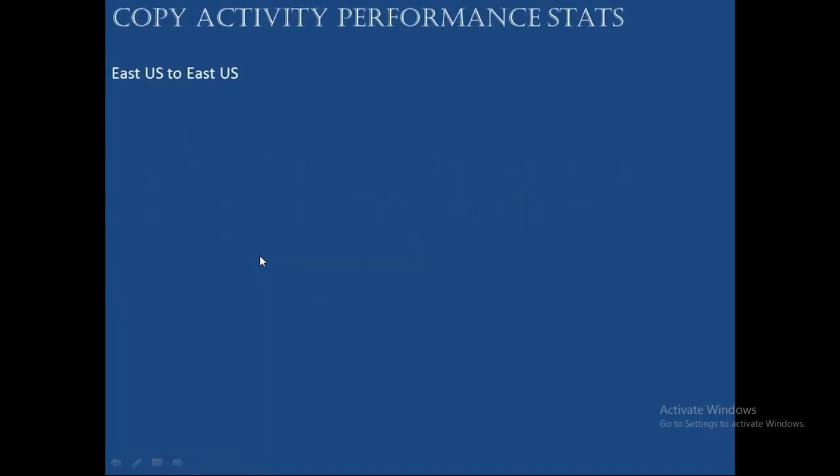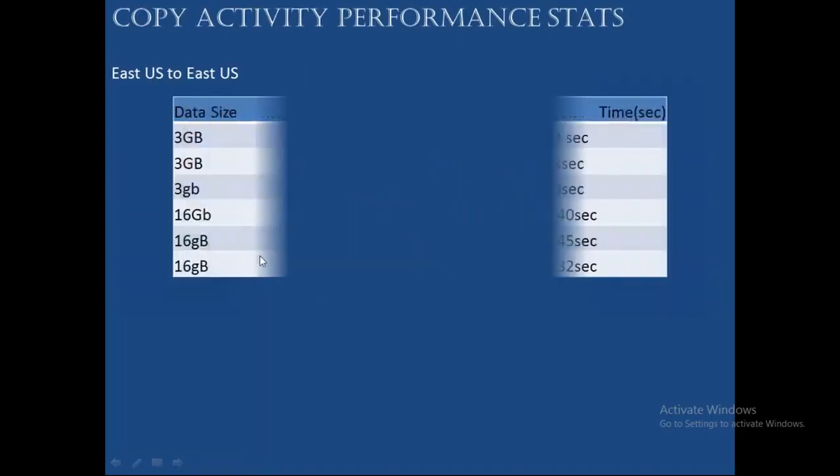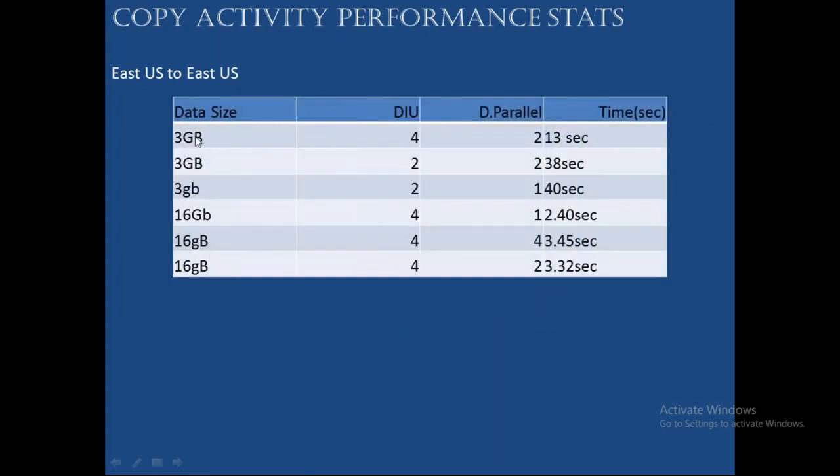Fine. So, copy activity performance. See, I have taken some of the stats. Now you see, when I am moving data from east to west to east to west, I have tried. When I try to copy 3 GB of data by using 4 DIUs and 2 degree of parallelism, meaning 2 threads, it just took 13 seconds. I have used maximum DIUs, and degree of parallelism I have used 2.